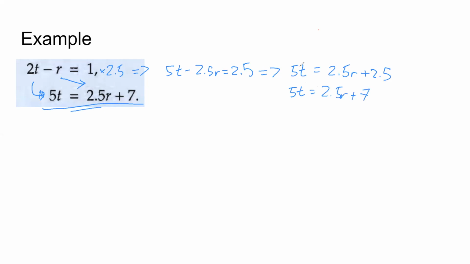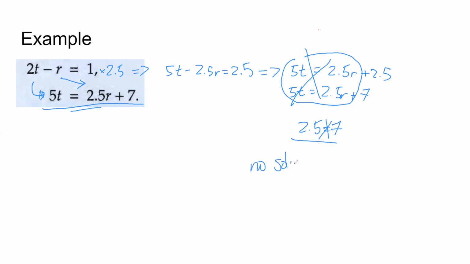Well, this doesn't make any sense because when you subtract, this part is all the same, so we can just get rid of it. Then we have 2.5 is equal to 7. And this is not true. So this means that the system of equations would have no solutions. So if you ever end up with a false equality, that means there are no solutions.